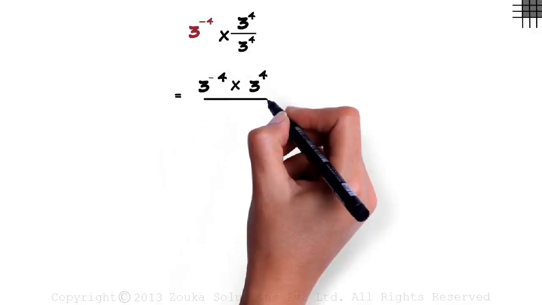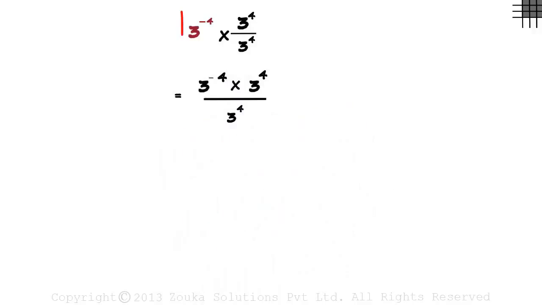We multiply and divide the number by 3 raised to 4. Multiplied by 3 raised to 4 and divided by 3 raised to 4. In short, we are multiplying the number by 1, which will keep the original number unchanged. That equals 3 raised to minus 4 multiplied by 3 raised to 4 divided by 3 raised to 4. We multiplied this with this and divided by this.